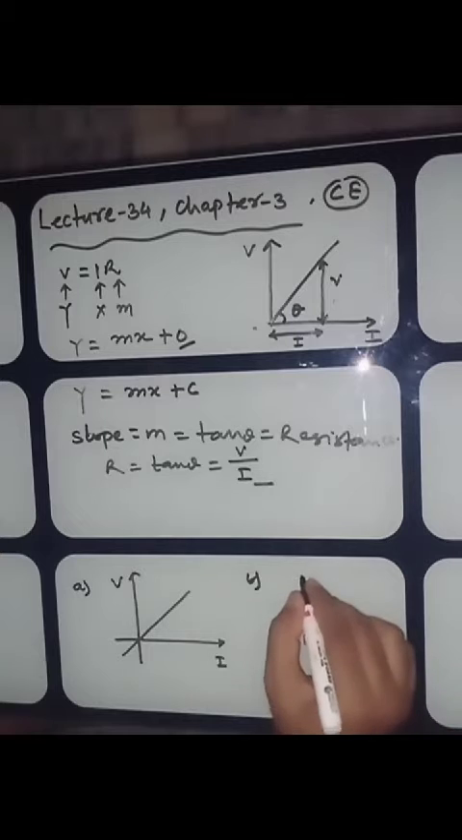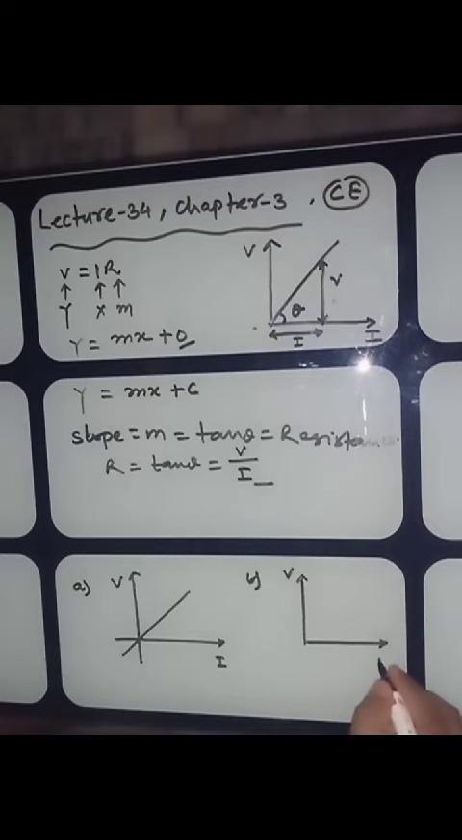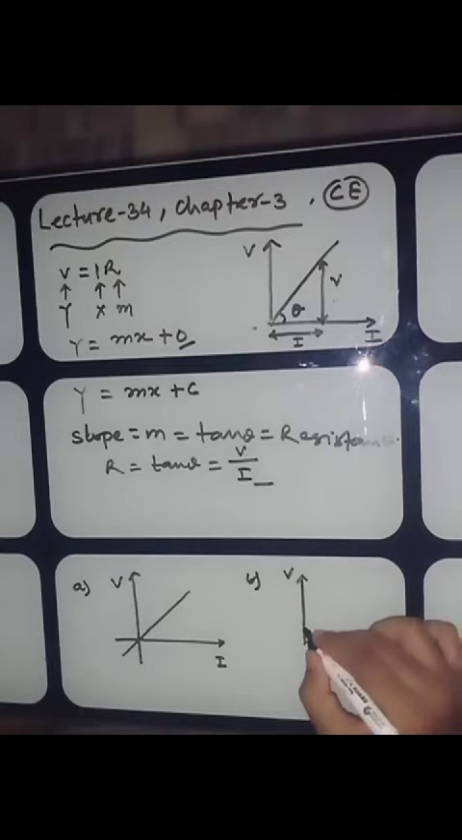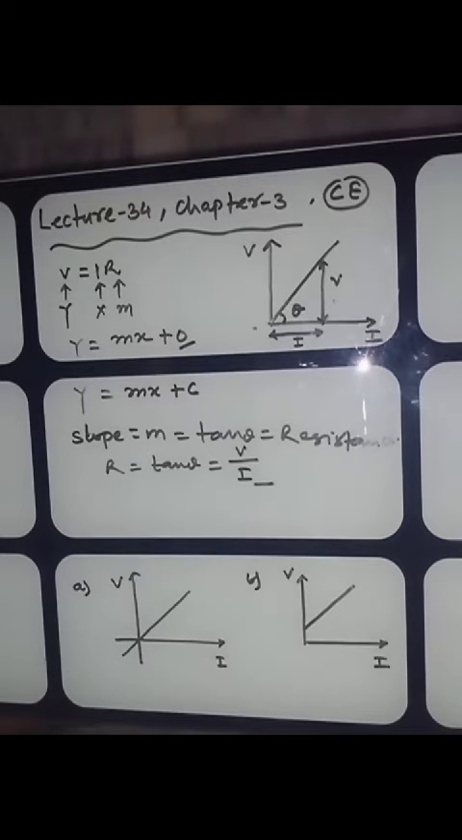If it is representing the proper graph, then for which type of conductor will this graph be? Okay, whether this one is the correct graph, if it is voltage and current? This is your origin, this is your origin.